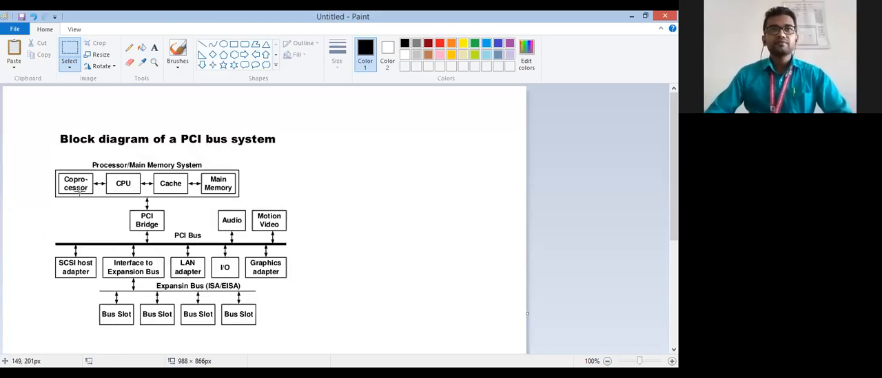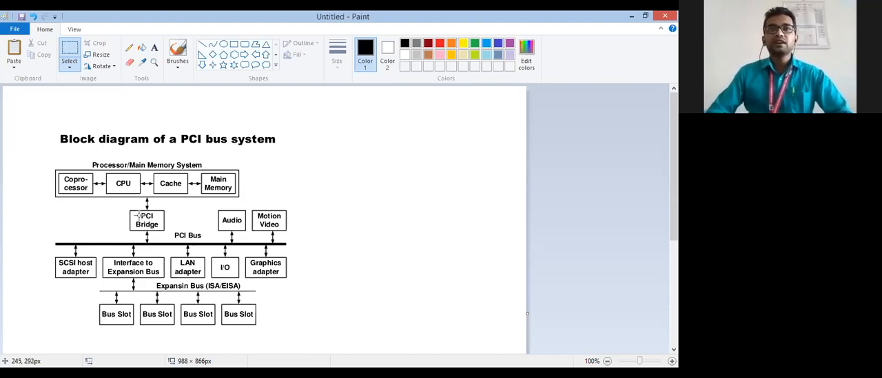This is the processor main unit, the CPU, the coprocessor. As we know, dual-core and octa-core processors are there. So the main CPU, coprocessors, cache memory and main memory are there. This is your main computer. This is the PCI bridge. The main processor is connected to the PCI bus through the PCI bridge. The PCI bridge is used to connect the bus to the main computer. Whatever exchange of data takes place between your main processor and the bus, incoming or outgoing, takes place through the bus bridge.